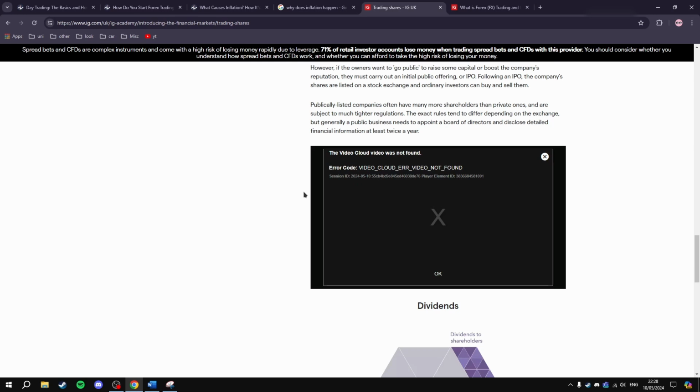Publicly listed companies often have many more shareholders than private ones and are subject to much tighter regulations. The exact rules tend to differ depending on the exchange, but generally a public business needs to appoint a board of directors and disclose detailed financial information at least twice a year.